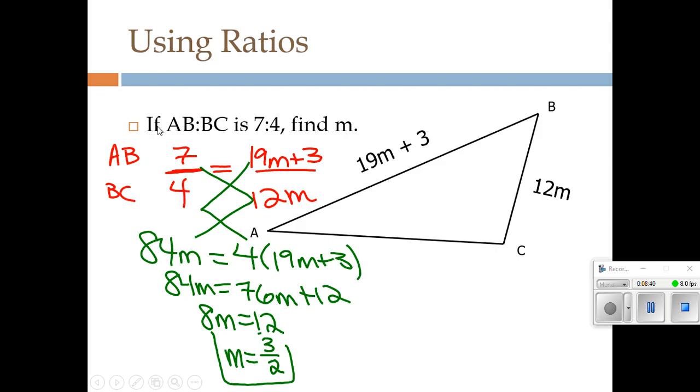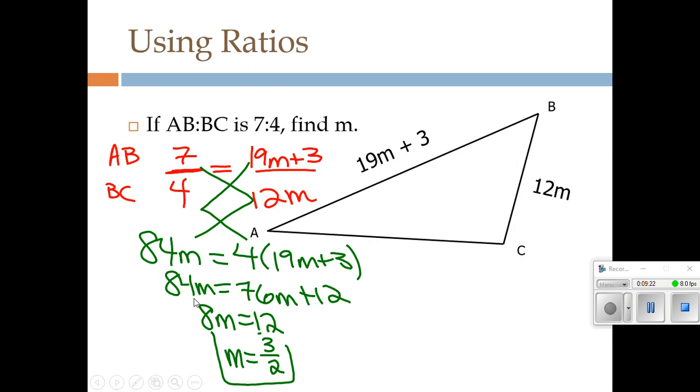So we're going to do more practice here. If AB to BC is 7 to 4, find m. So AB to BC, let's write this, 7 to 4, equals 19m plus 3 over 12m. So this is AB, this is BC. You're going to set up like this, AB over BC, and then cross multiply. 7 times 12 is 84. 4 times 19m is 76m. 4 times 3 is 12. So you multiply 4 to each term, using the distributive property, and solve for m.